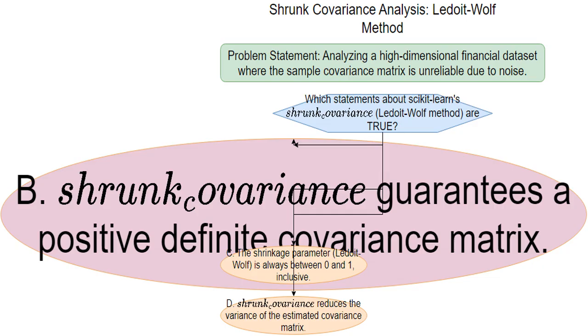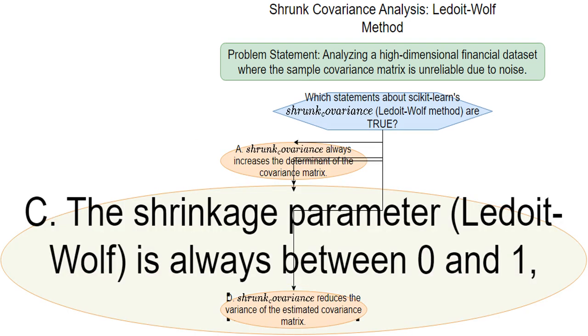The Ledoit-Wolf method ensures that the resulting covariance matrix will always be positive definite. This is important because a positive definite matrix is a mathematical requirement for many statistical processes. The Ledoit-Wolf method uses a shrinkage parameter. Let's call it delta. It's a number between 0 and 1, inclusive. A delta of 0 means no adjustments to the sample covariance, while a delta of 1 means we are entirely using the simplified target matrix. So, it's like a sliding scale to find the best balance.